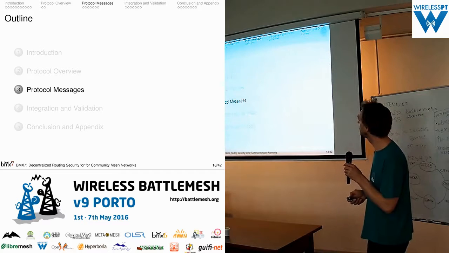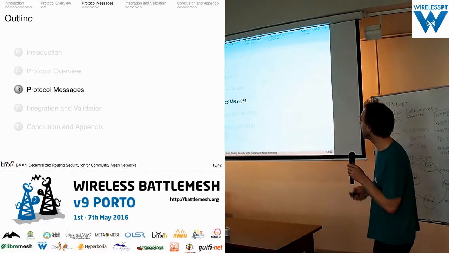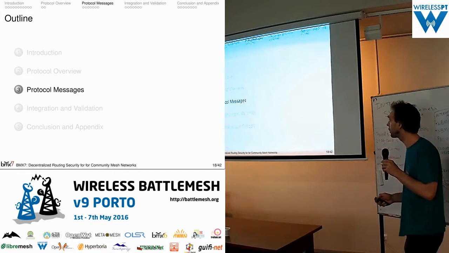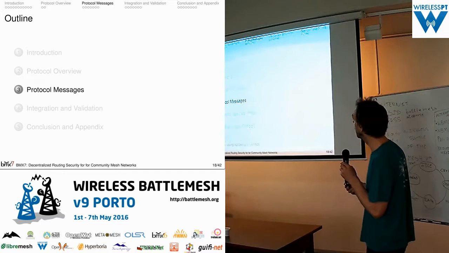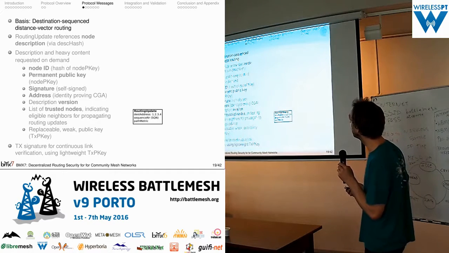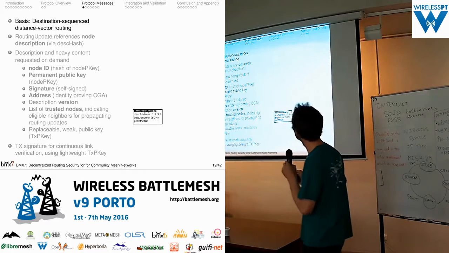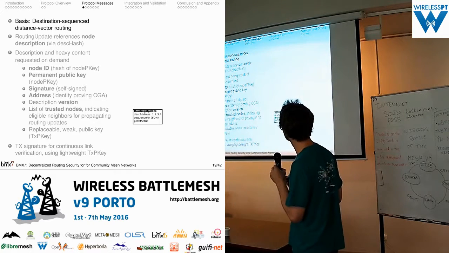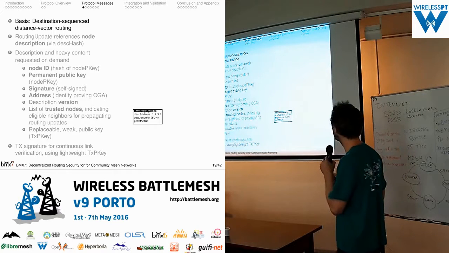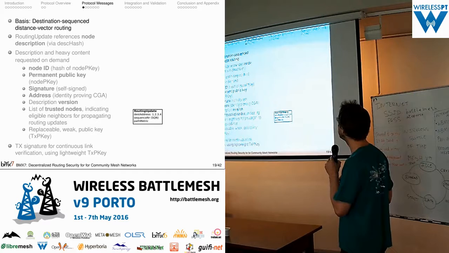Let's continue. I have now protocol messages which go a bit more into details. I will skip most of them, just to give you an idea about this description. Typically in a distance vector protocol, you have a routing update, and this contains a destination address, like 1234, a sequence number, and a path metric value.